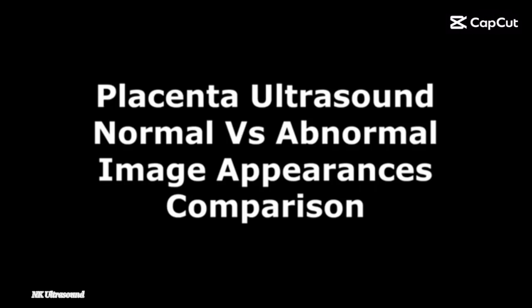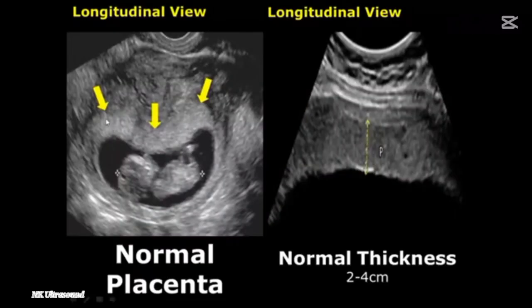And today we will discuss the ultrasound appearances of placenta. The placenta is an organ that supplies blood to the fetus. It starts forming around 11 weeks of gestation age, and it is well visualized by the end of first trimester, that is 13 weeks, appearing as an echogenic structure. The normal thickness is between 2 to 4 centimeters.